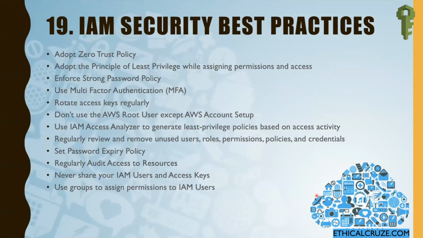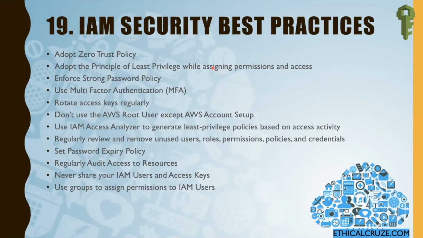So the last one is IAM security best practices. These are just some best practices which you can adopt while configuring your IAM setup. This will help you to secure your AWS account. First of all is to adopt a zero trust policy. Do not trust blindly any resource. Adopt the principle of least privilege while assigning permissions and access. Always start with the least privilege, and do not provide any full access or administrative access.